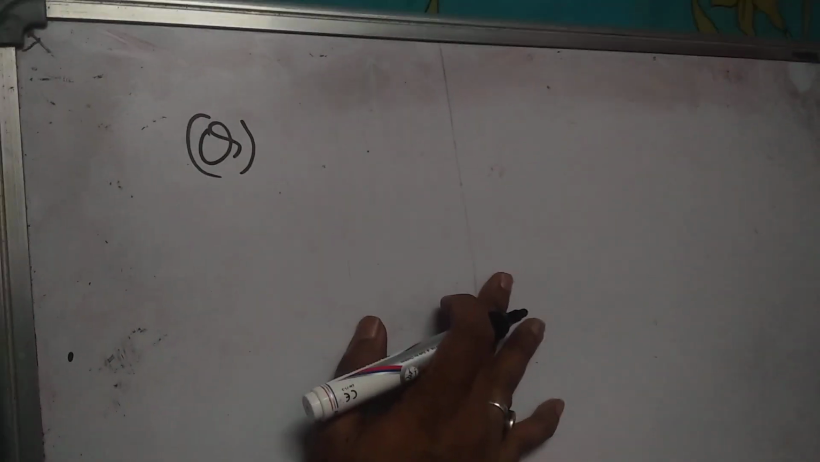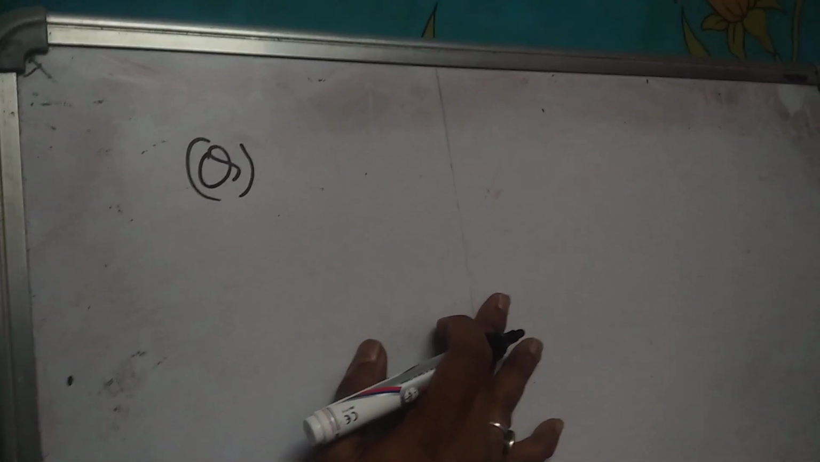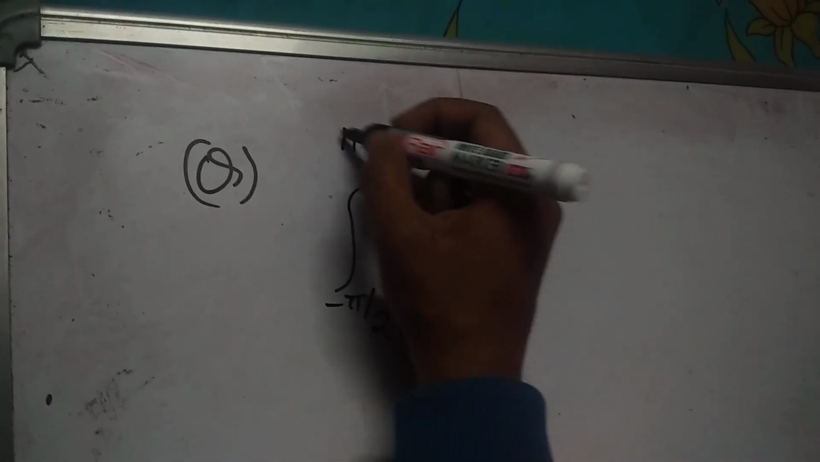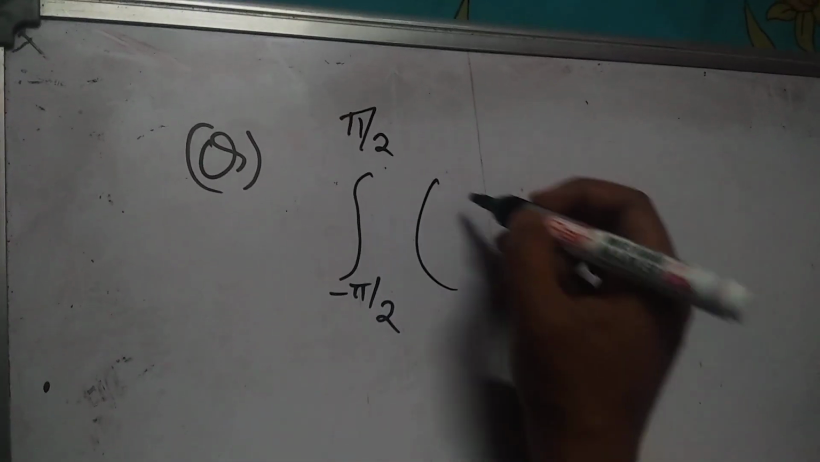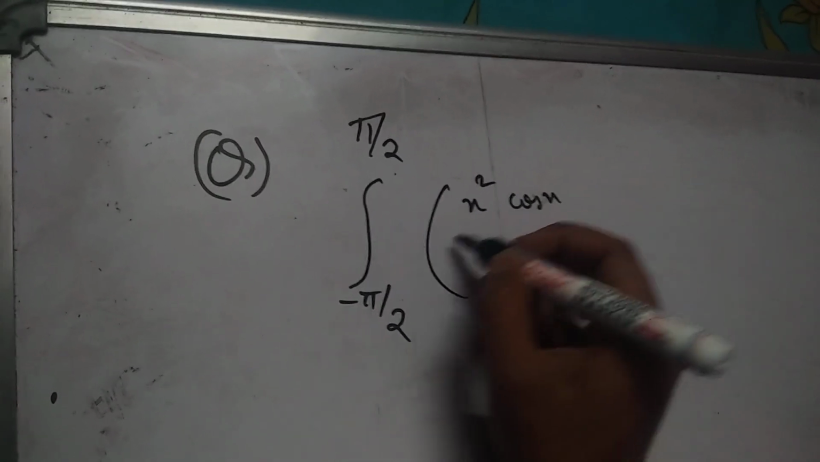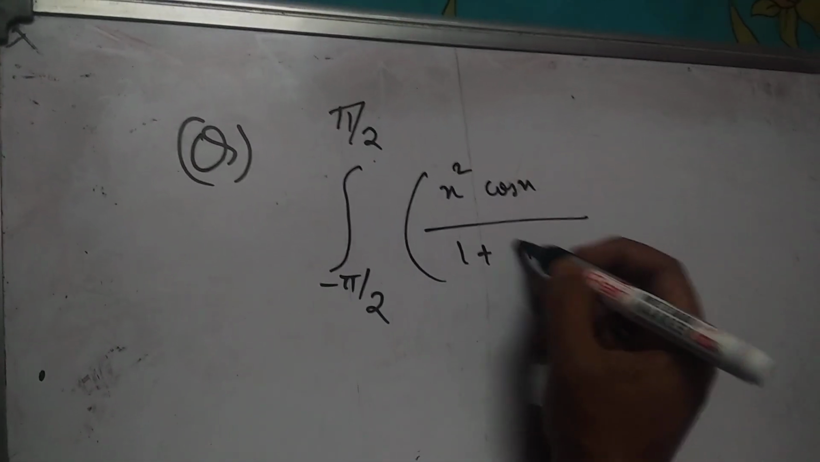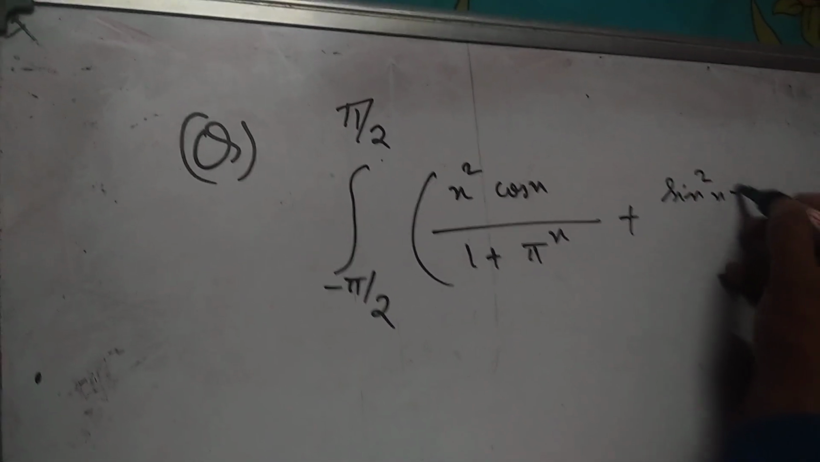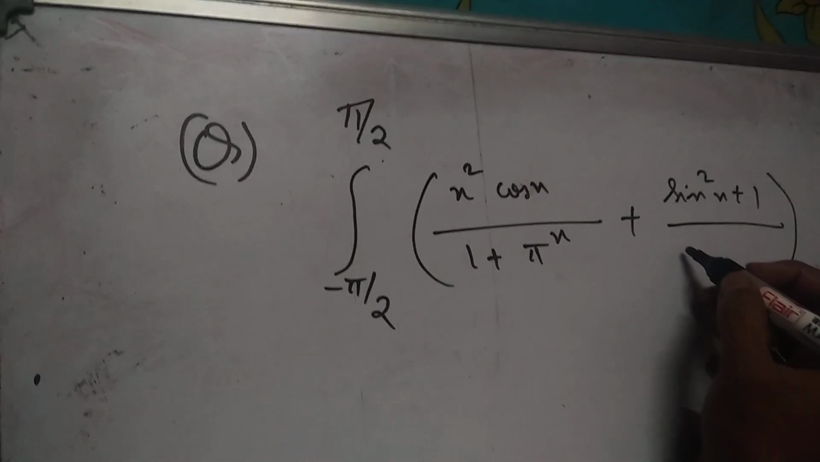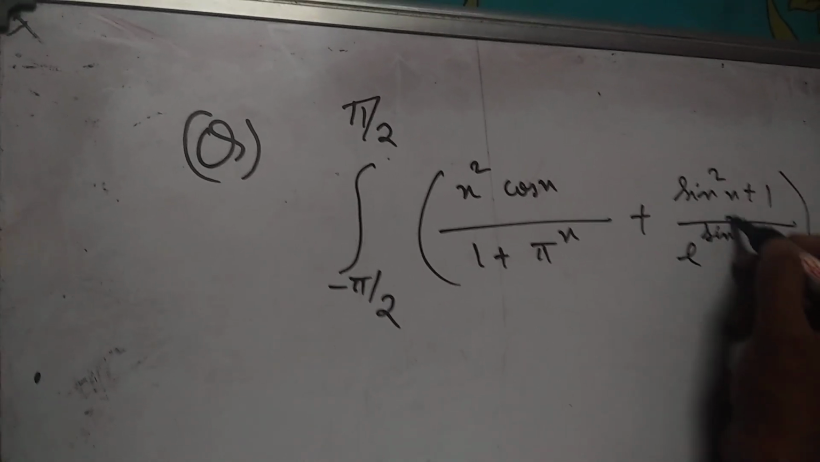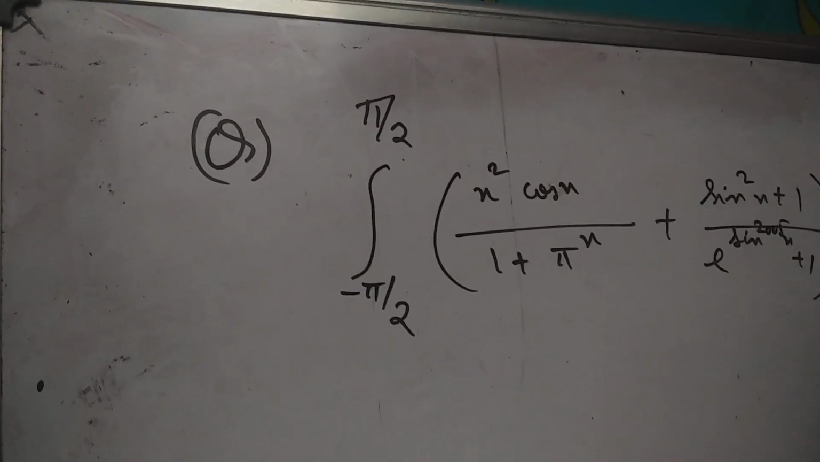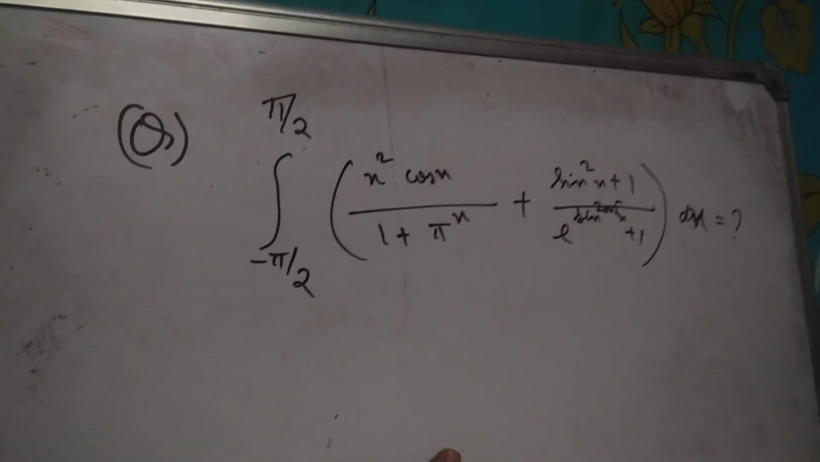Okay, so the next question is, integration minus pi by 2 to pi by 2 of x square cos x over 1 plus pi to the power x, plus sine square x plus 1 divided by e to the power sine 2005x plus 1 dx. So I have to calculate this integral. Alright.